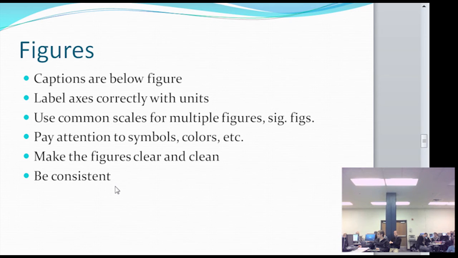It's a good idea just to print out. If you're going to print your whole report in color, great. Print it out once in black and white so you can see what your figures really look like when they make copies. Be consistent. Whatever you choose to do is great. Just make it consistent through the whole report.